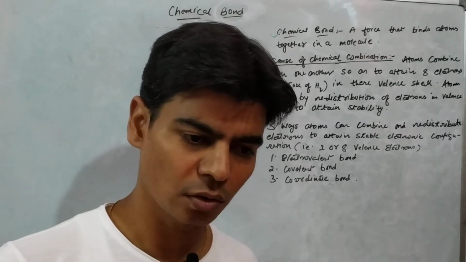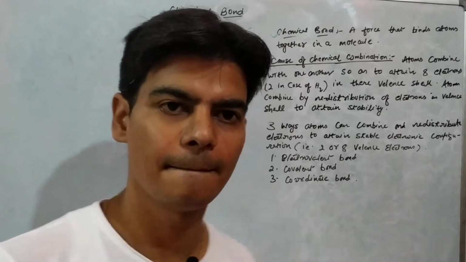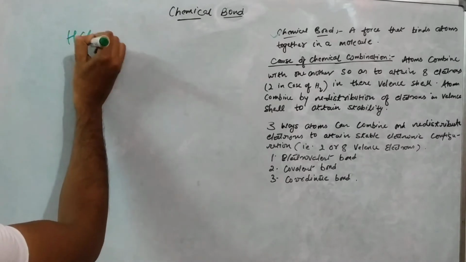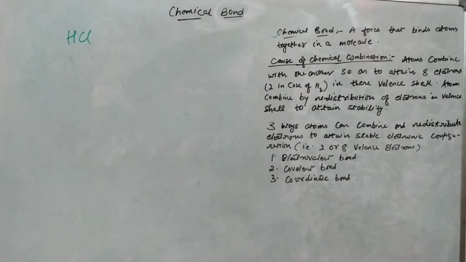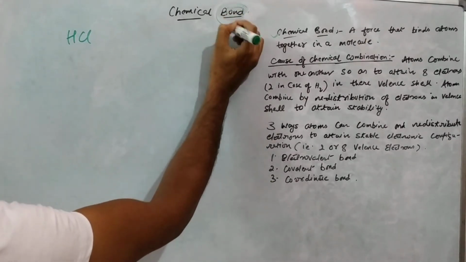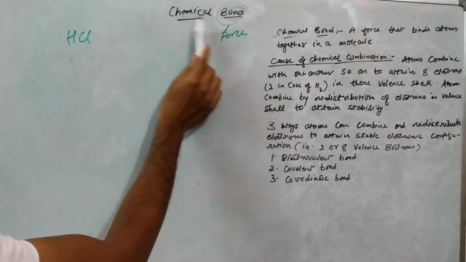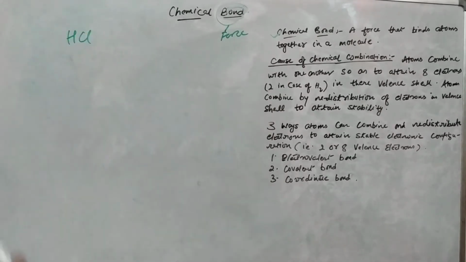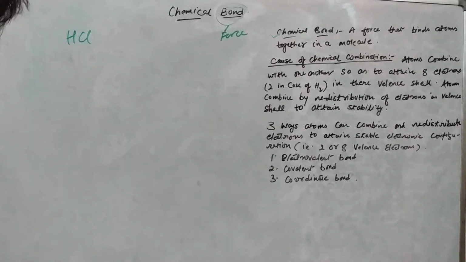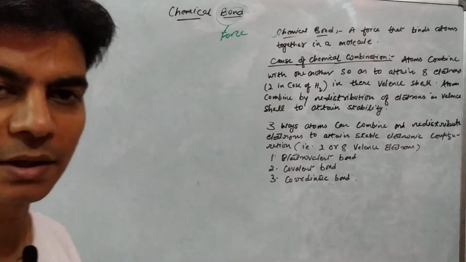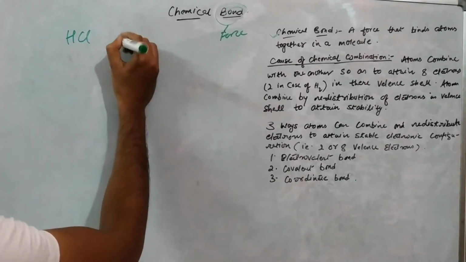So let's talk about any chemical. Let's take the example of hydrochloric acid, HCl. Since HCl is a chemical, and we know that bond means a force, this chemical force must be acting in this molecule. We need to see where this force is acting and what this force is doing in the chemical hydrochloric acid.